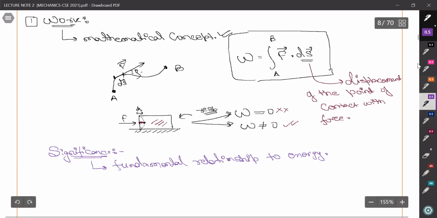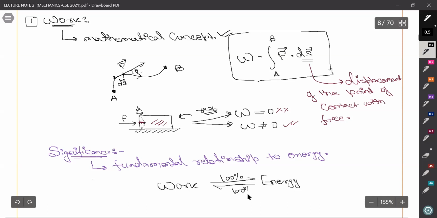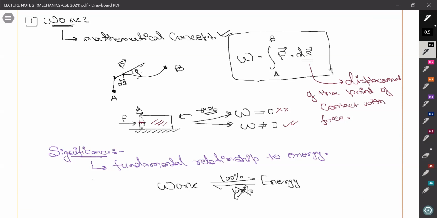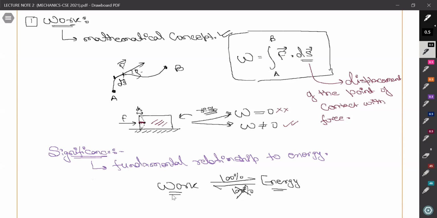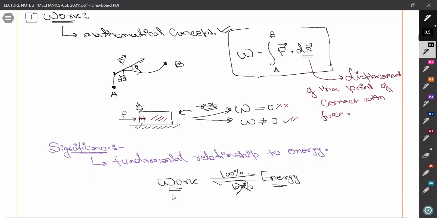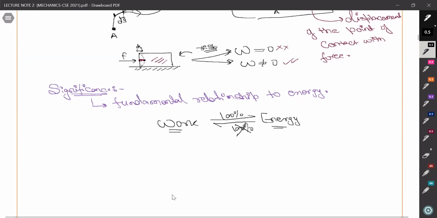Acha. One thing I would like to mention here, work can be 100% converted into energy. This is a fact. But energy cannot be converted 100% into work. Okay, if this were true, then the efficiency of any machine would become 100%. And we know that no machine in this universe is perfectly efficient. It cannot use all of the energy that you provided to it.